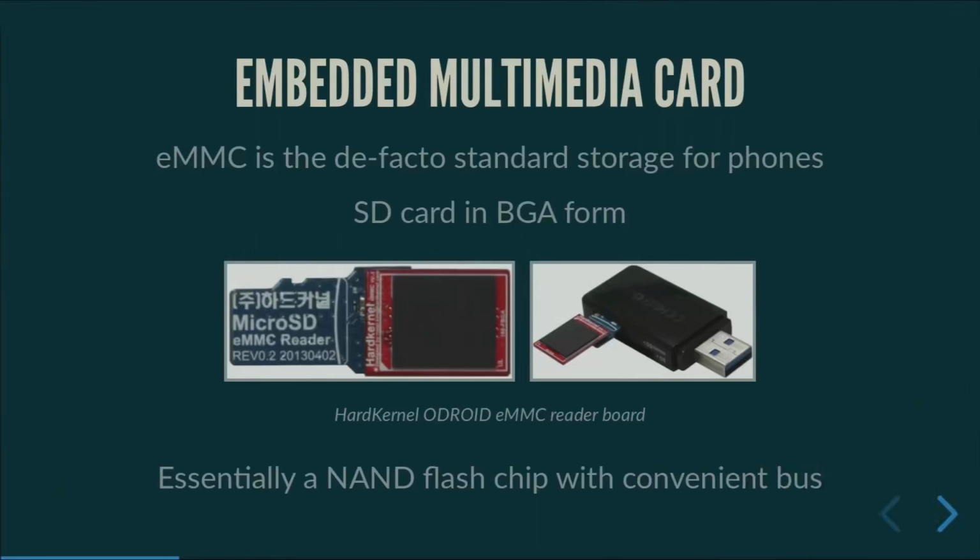Actually nowadays, high-end phones are starting to use UFS, which is the bus that replaces eMMC, but the majority of phones still use eMMC. You can think about it as an SD card in BGA form. So it's a package that you can solder onto a PCB, and it's basically an SD card. It uses exactly the same bus.